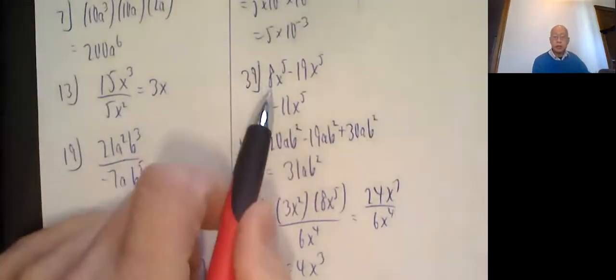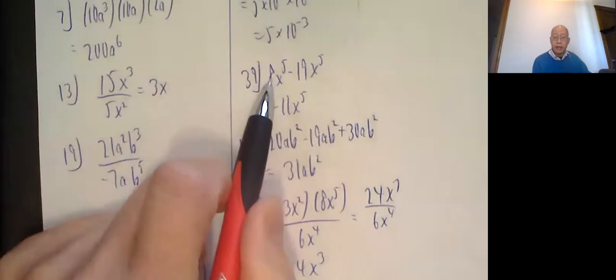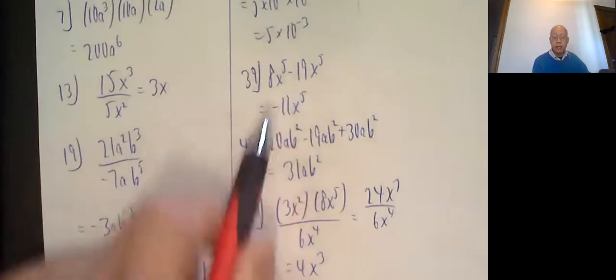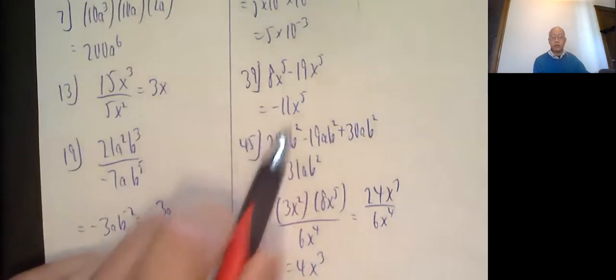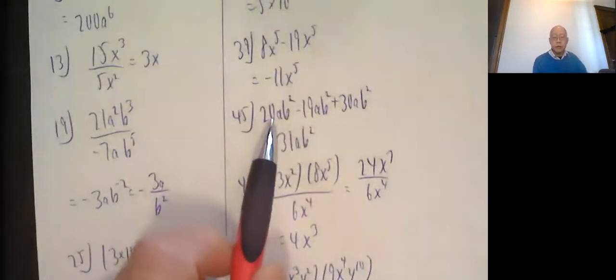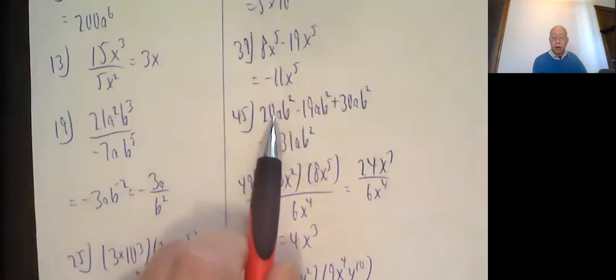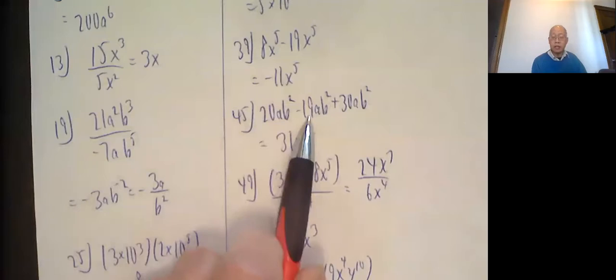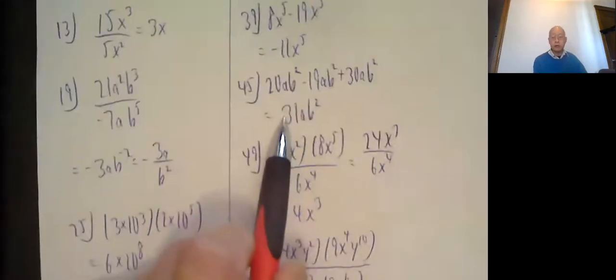39, combine like terms. These are both 8 x to the fifth minus 19 x to the fifth. They're both x to the fifth, so 8 minus 19 is a negative 11 x to the fifth. 45 is more complicated, but they're all ab squared. So I just combine the coefficients. 20 minus 19 is 1. 1 plus 30, 31 ab squared.